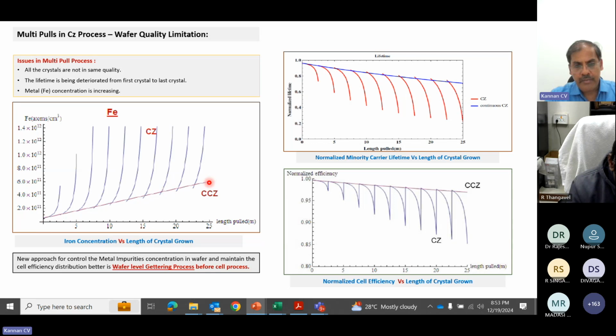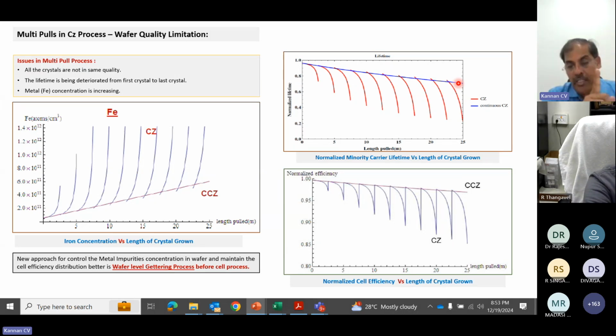when you grow, as the ingot length goes up and up, there is a chance that even the continuous CZ process also cannot maintain the same level. There is an increase in the iron concentration that will affect your minority carrier lifetime, right? If you see the minority carrier lifetime also, this CZ process is still relatively better than one crystal.